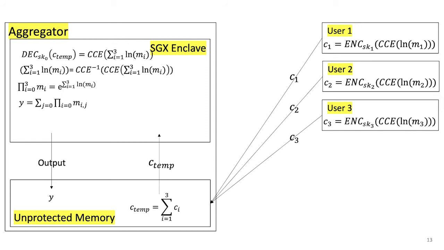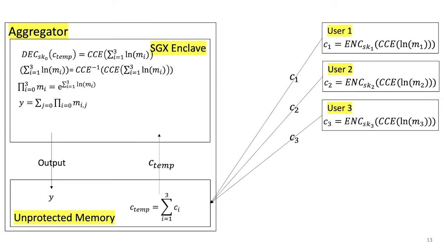Assuming we have 3 users that want to compute a polynomial function, what they would do is they have their private message M. First, they would take the natural log, then they would take the complex canonical embedding of that intermediate value, and then lastly they would encrypt that result using the PSA secret key provided to them.